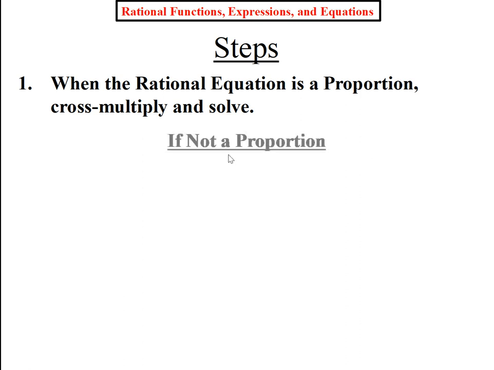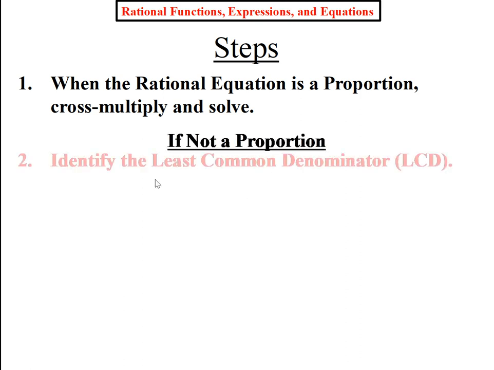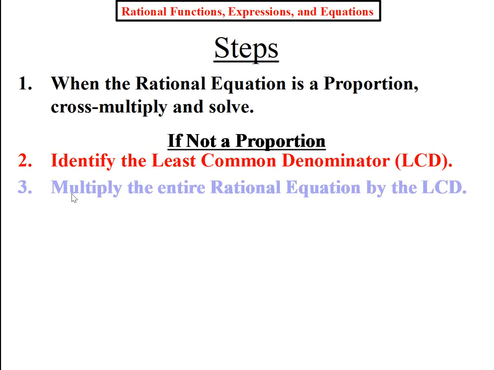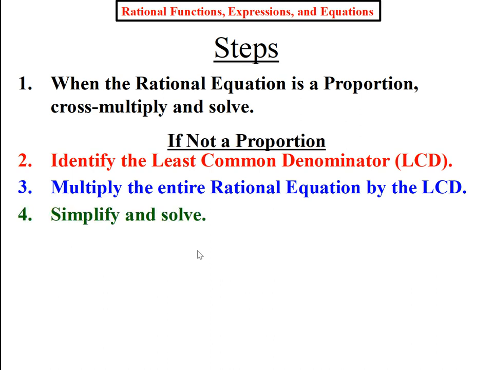However, if they are not a proportion, what do we do? Well, we first identify the least common denominator, or a common denominator. What do we do then? You multiply the entire equation by the LCD. And lastly, you simplify and solve. Make sure you use those codes. Those are the codes I'm going to be using throughout the session. Copy that and go.